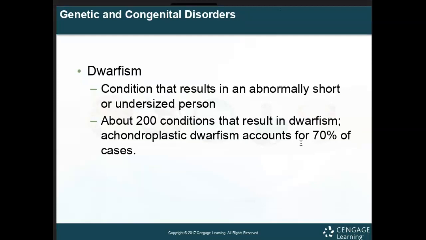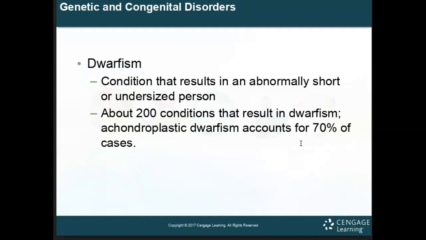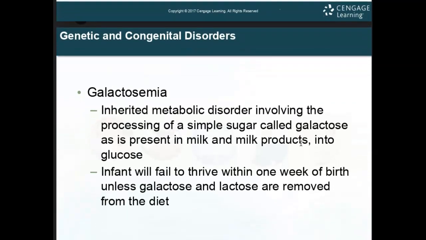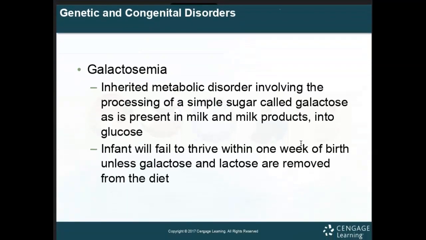Then there's dwarfism, a condition that results in abnormally short or undersized persons. There are about 200 conditions that result in dwarfism. Achondroplastic dwarfism accounts for 70% of those cases. Galactosemia is an inherited metabolic disorder involving the processing of a simple sugar called galactose, present in milk and milk products, into glucose. Infants will fail to thrive within 1 week of birth unless galactose and lactose are removed from their diet.